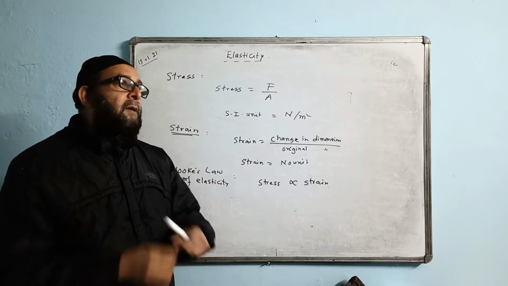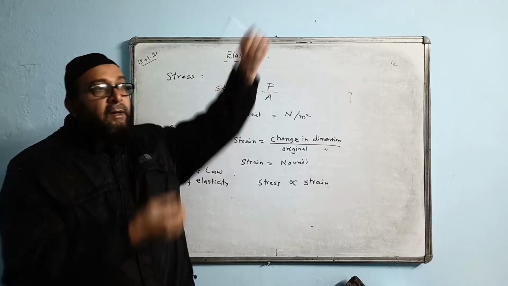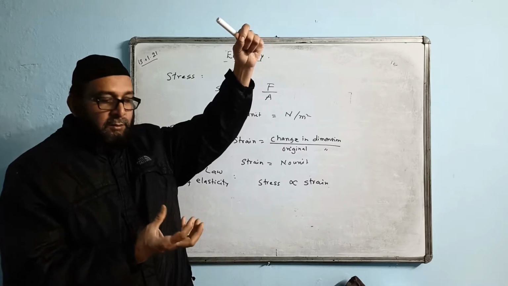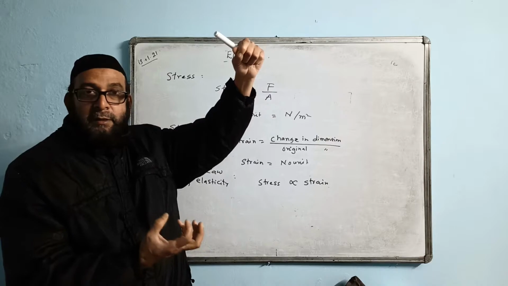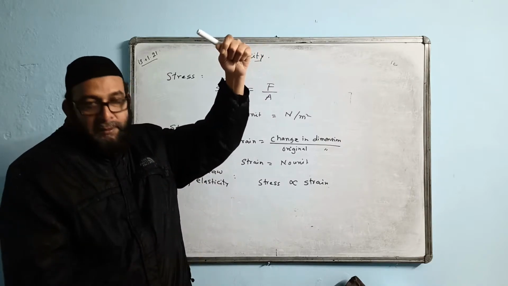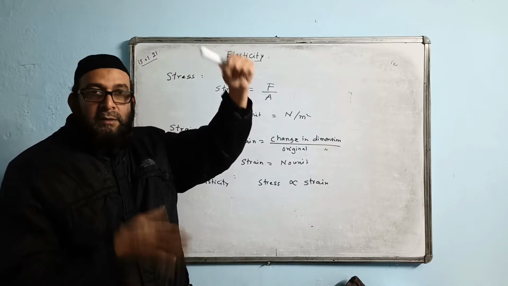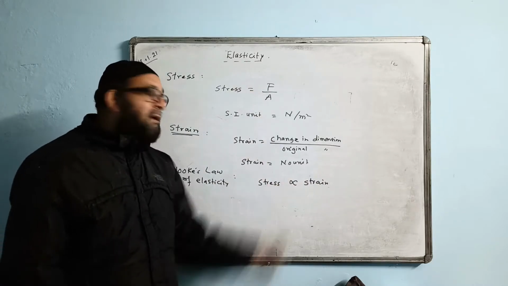One simple example, suppose we take a wire, maybe a rubber wire, rubber cord, and suspend some weight there. So the weight is the deforming force, the stress is given by that weight. When you increase the weight, more elongation will take place, then the strain value will increase. And if you remove the weight, the elongation will decrease. So that means stress and strain are directly proportional.